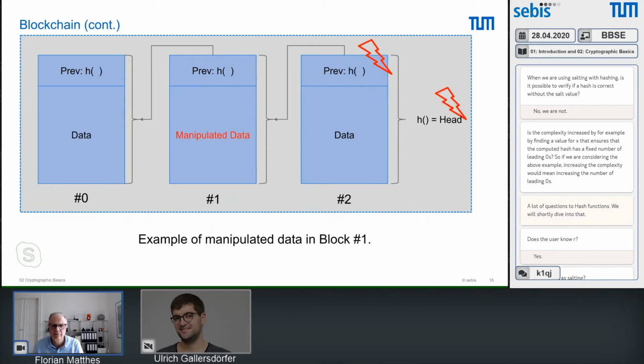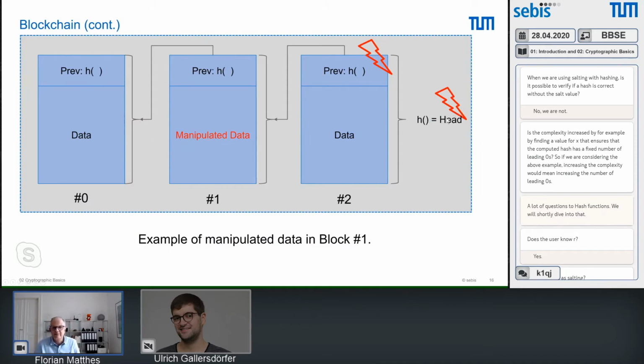And the manipulation: if we would manipulate something here, this would lead to a different hash value here. And this hash value would change the hash value here. So we would see that somebody tampered with something here. We couldn't know what exactly has been changed, but we know there was a manipulation taking place. So I wouldn't accept this blockchain as the true blockchain, because it doesn't conform to the data I had about the previous data of the blockchain.